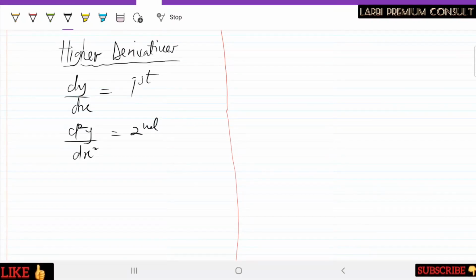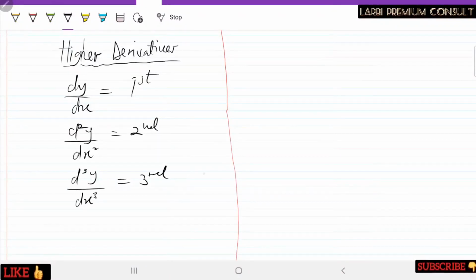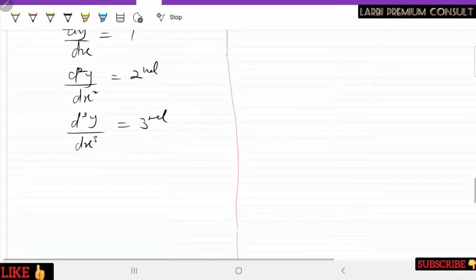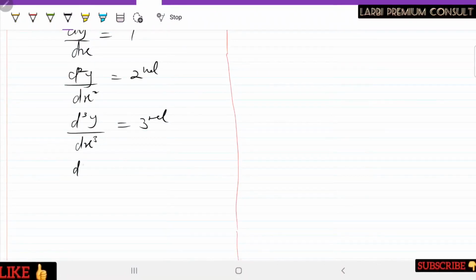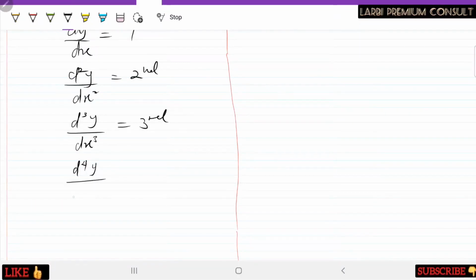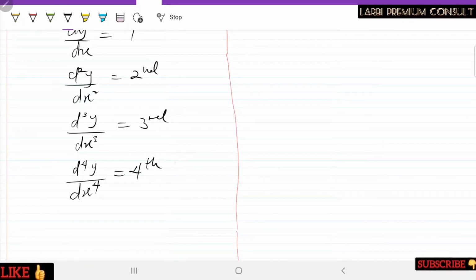When you differentiate for the third time, we write d cubed y over dx cubed, and that's your third derivative. When you differentiate it for the fourth time, it becomes d to the power of 4 y over dx to the power of 4, and that becomes your fourth derivative. You can continue on and on, differentiating until you get 0, and it ends there.